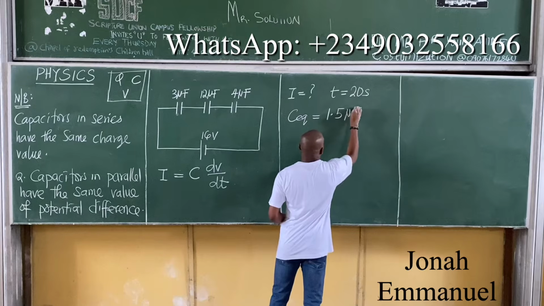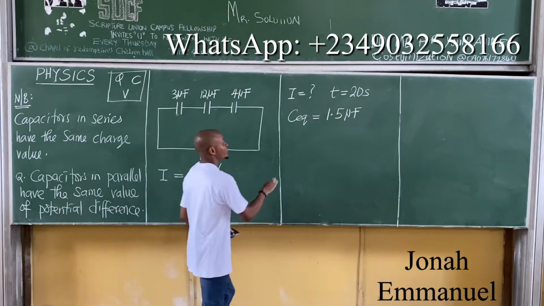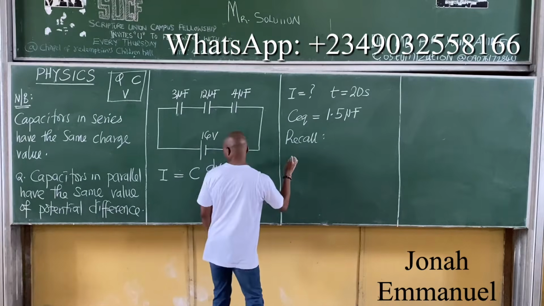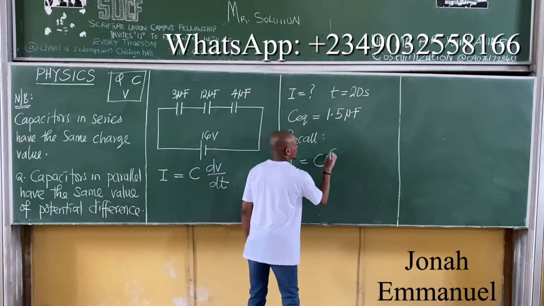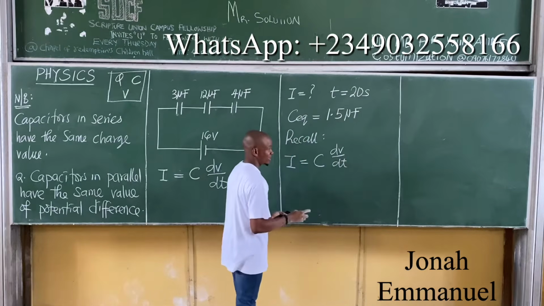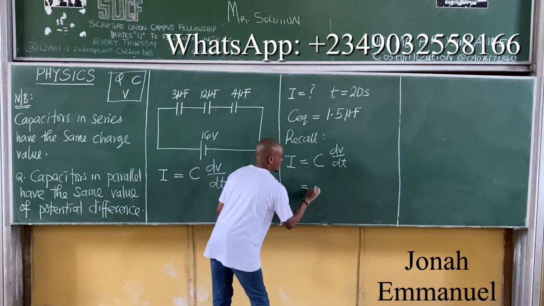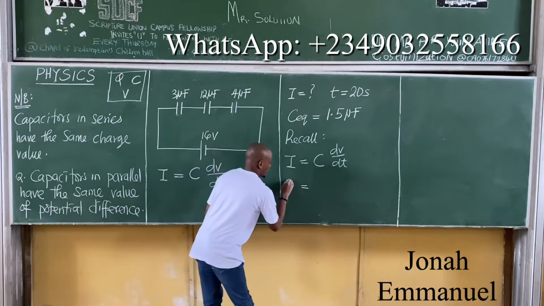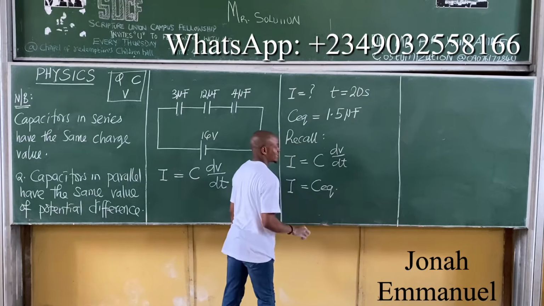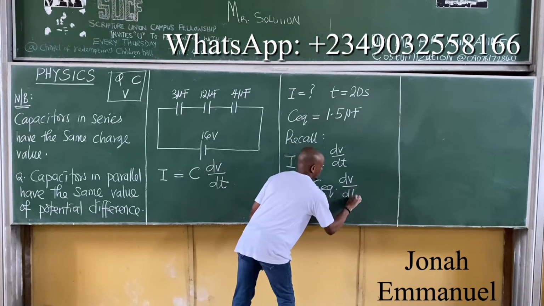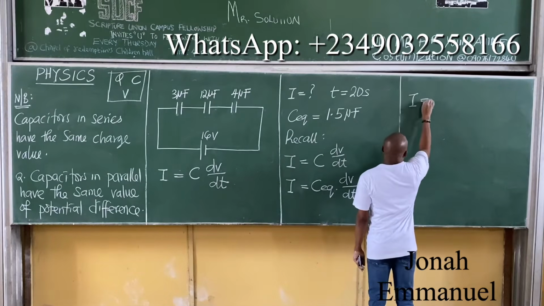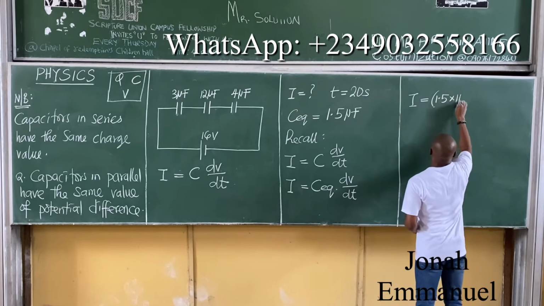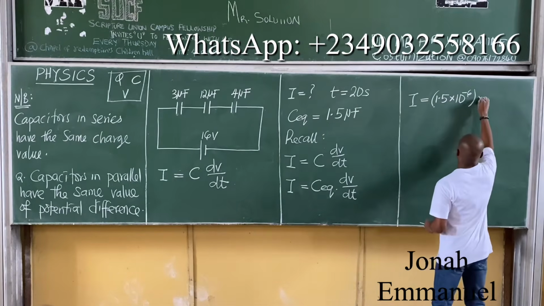1.5 microfarad. So I'm asked to find current. Recall that Ohm's law for a capacitor circuit is I equal to C dV over dt. In this case it's not just C but the equivalent capacitance, since I have several capacitors: 1, 2, 3. So I equals the equivalent capacitance times dV over dt. Hence I equals 1.5 times 10 to the power minus 6, that's micro, multiplying dV by dt.